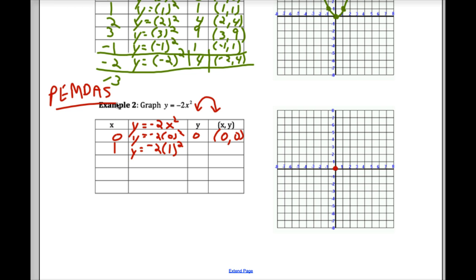Parentheses. Then exponents. We've got to square. Always square your x value before you multiply. That's where I think you got 4. If you do the wrong order of operations, you do get 4. Multiply and then exponent, that's wrong.